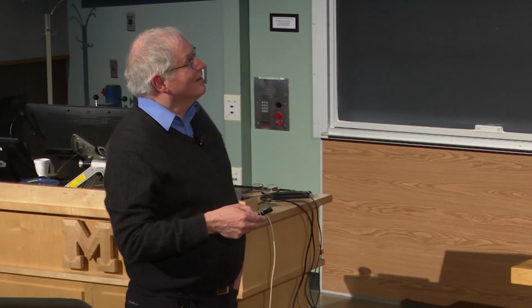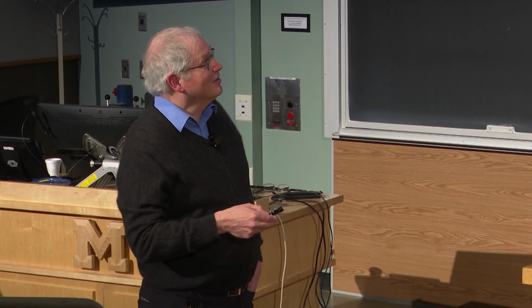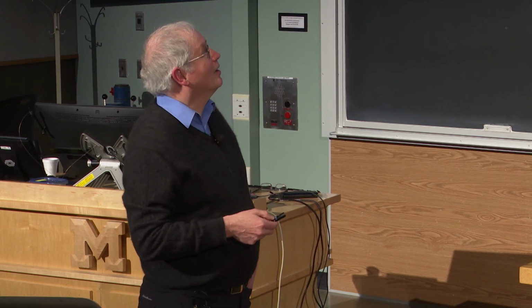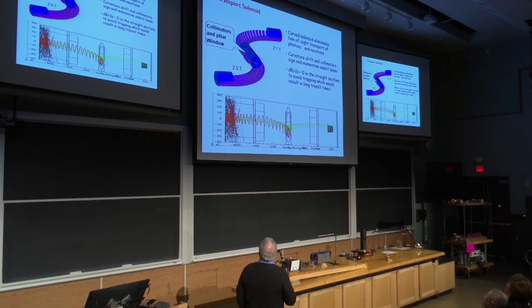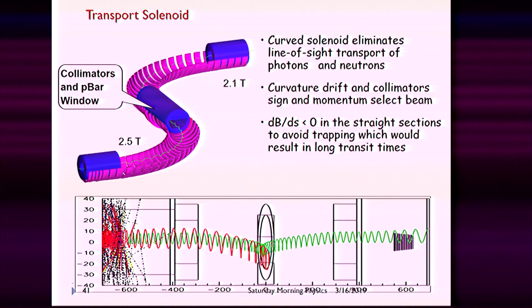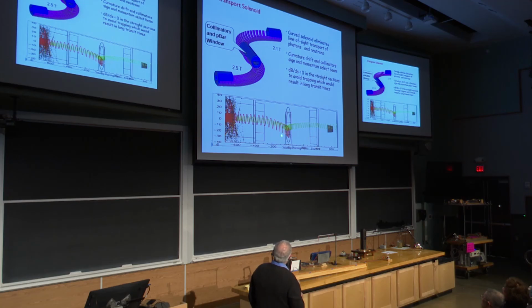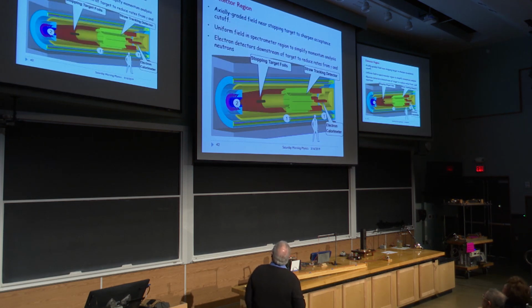Then the pions spiral out into the production, to the transport solenoid. Now we have this S-shaped solenoid. First one like this has ever been built. Pions spiral along. If they aren't the kind that we need, they hit this piece of steel here. Then the muons come out and go along into the next section.